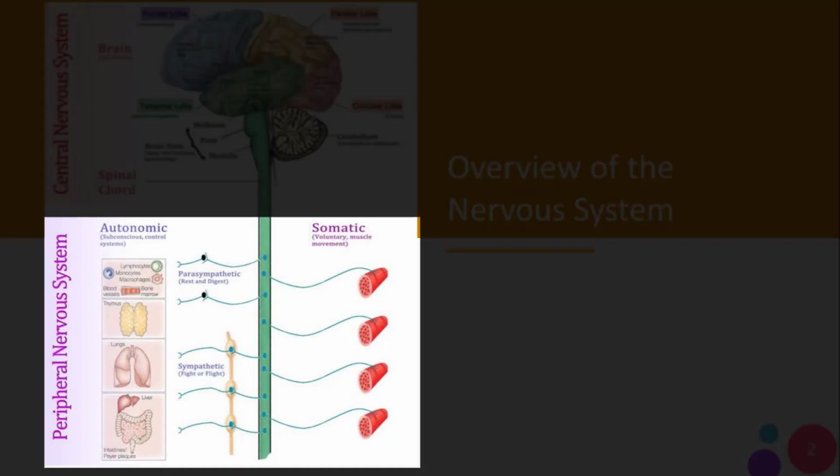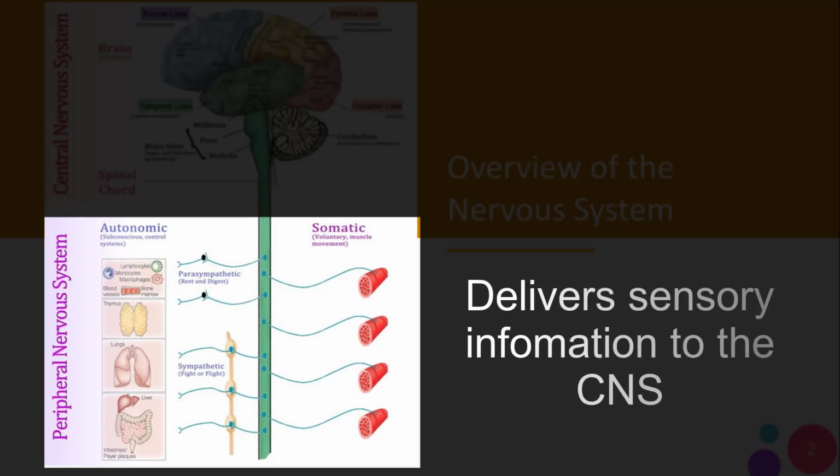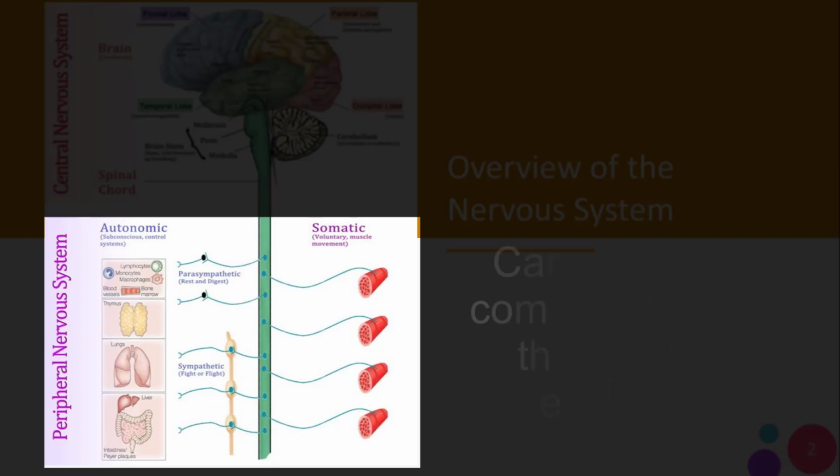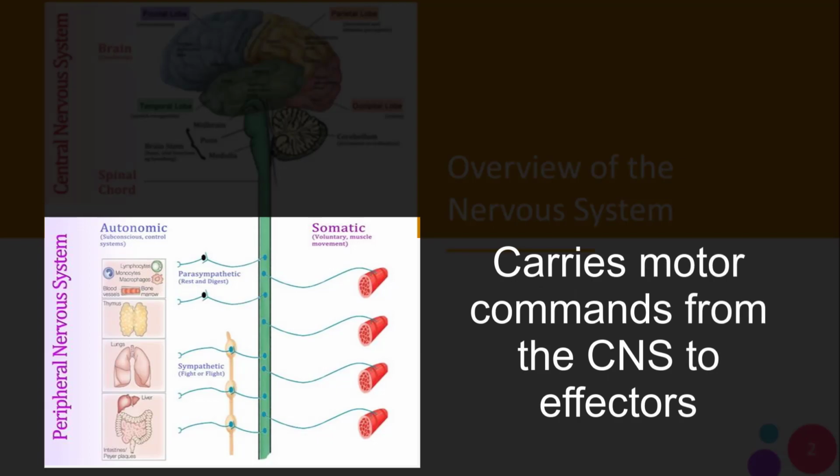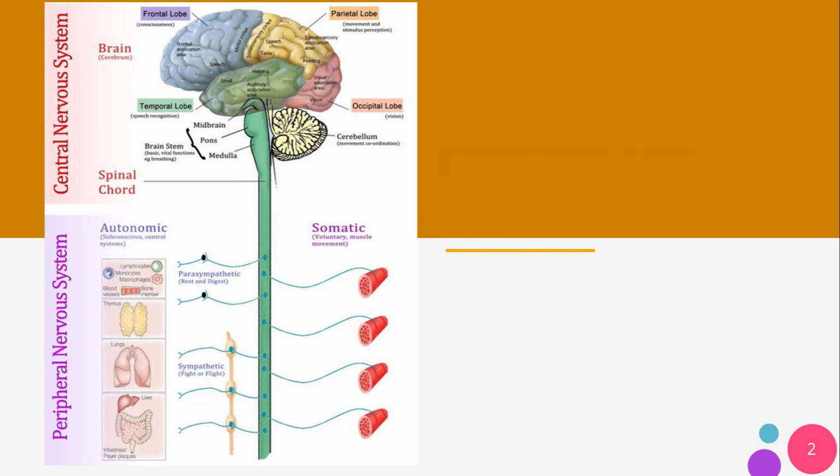The peripheral nervous system is what brings all information or signals to the central nervous system. It includes all nervous tissue outside the CNS and the ENS. It is also the one responsible for delivering sensory information to the CNS and carrying motor commands from the CNS to the peripheral tissues. The peripheral nerves are the ones that will carry sensory information and motor commands.